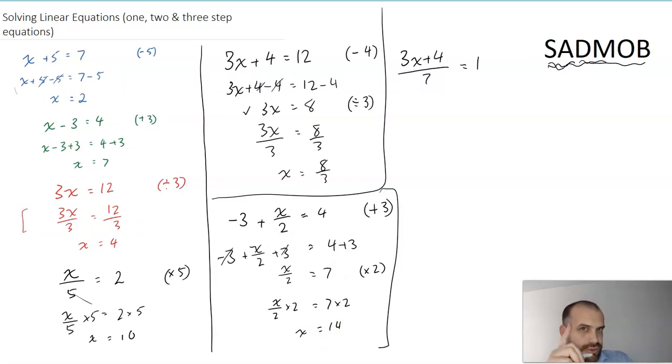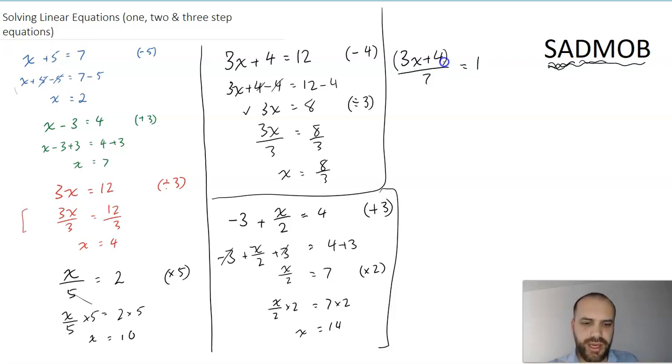What about this one, our three-step equation? We have 3x plus 4 divided by 7 equals 1. Now, this one is a little bit tricky because according to our rule here, SAD MOB, it looks like we should get rid of the positive 4, the subtraction or addition, first. But this line here, this vinculum, acts like a bracket. So this question actually looks like this. Even though someone didn't put the brackets in there, if you see a vinculum, there is a bracket. It's holding everything together on the top there.